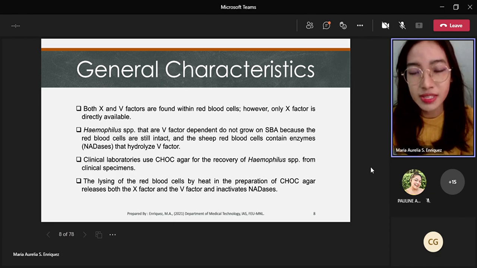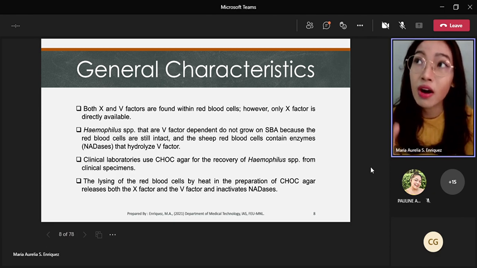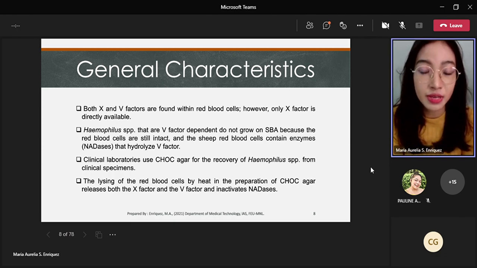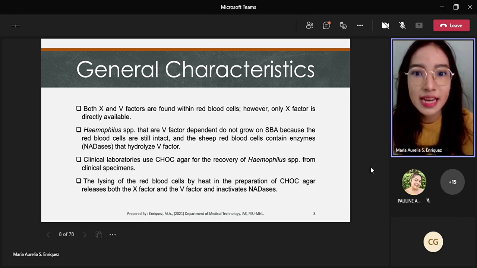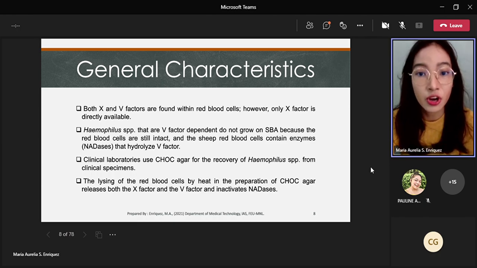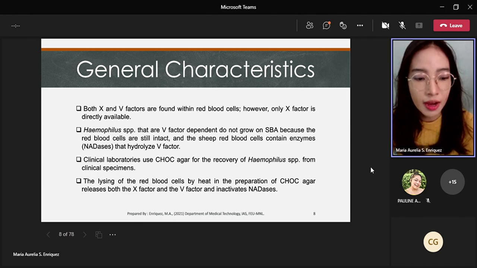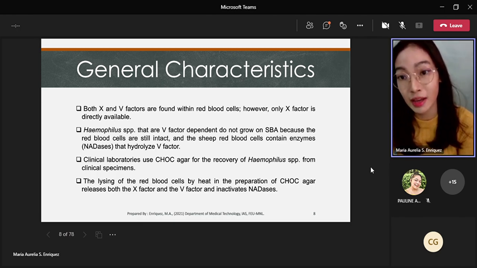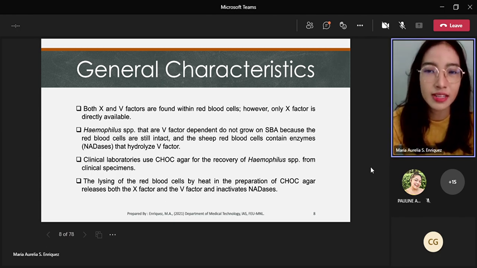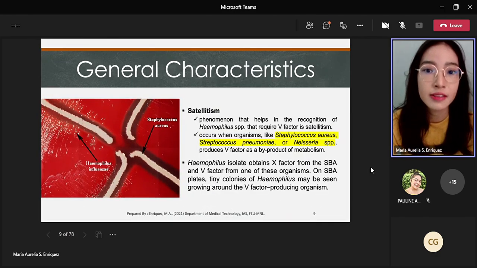Now, for some Haemophilus species, some of them are able to acquire the V factor, and the RBCs in the culture media need to be hemolyzed for them. Now, this means that they cannot be grown on BAP or SBA. Rather, chocolate agar is needed to isolate these organisms. So, mamaya pa makikita natin na hindi lang sheep blood yung pwedeng gamitin for blood agar plates. As long as hemolyzed yung red blood cells, we could make blood agar plates.